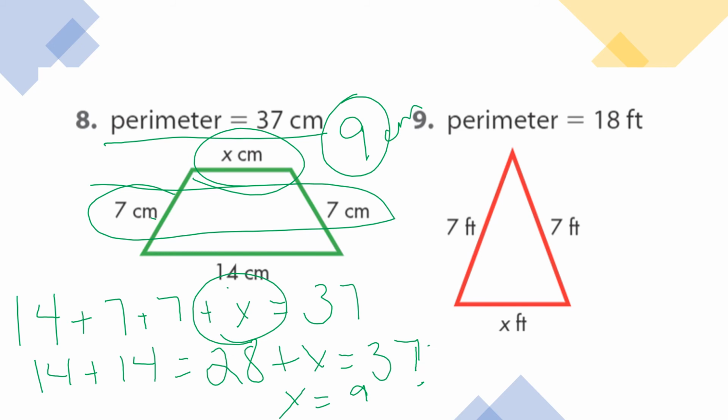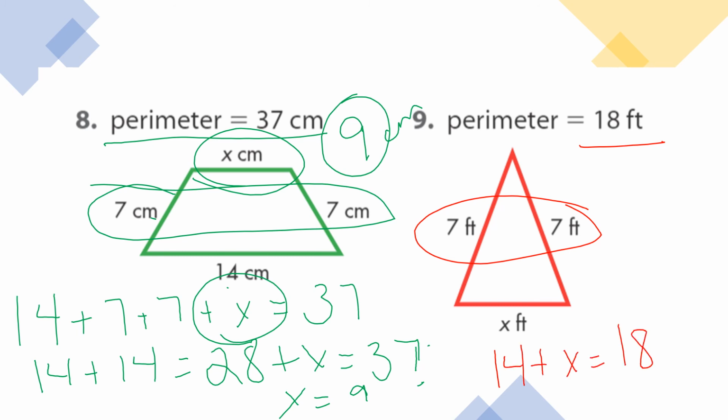Question 9 here, it gives me the perimeter of 18. So again, I know that I'm going to add up all these sides, but I'm going to say, wow, from my previous problem, I know that this is 14. 14 plus x is equal to 18 feet. So x has to equal 4 feet.